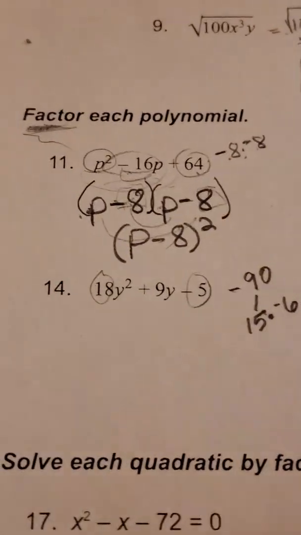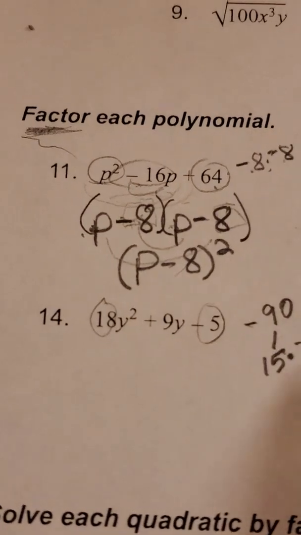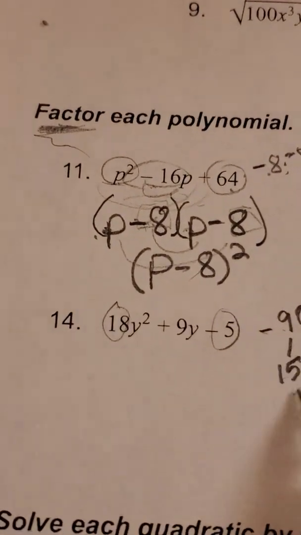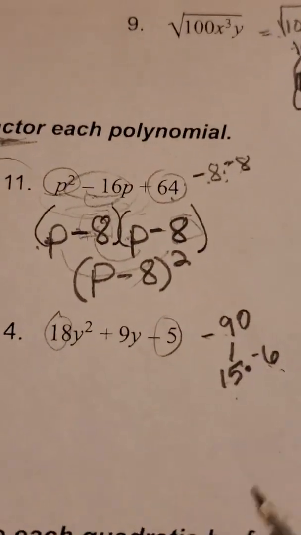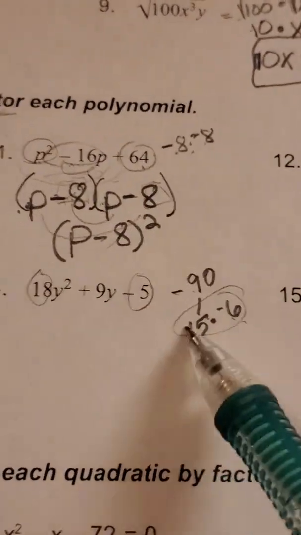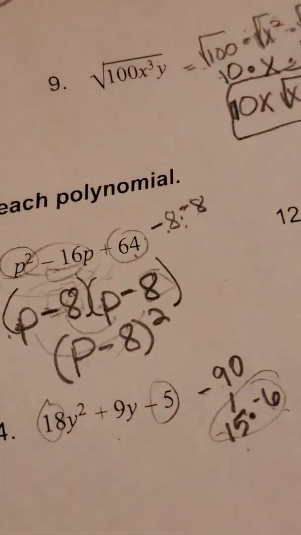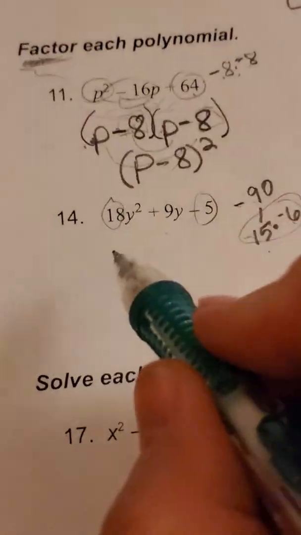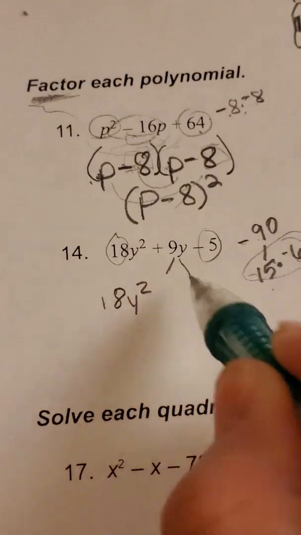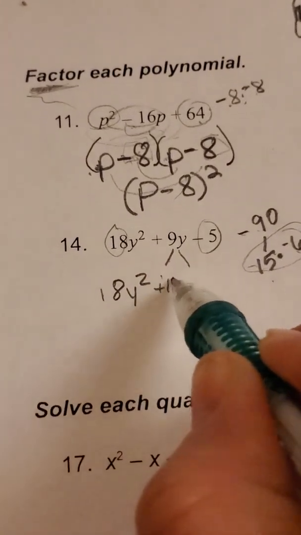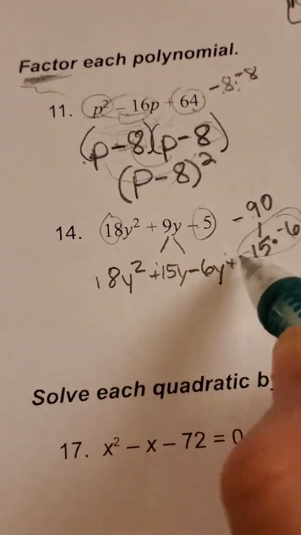Okay? All right, so we have positive 15 and negative 6. Multiplied together they give you negative 90. Added together they give you a positive 9. So when we get that on these, we're going to take these two numbers and replace the 9y in this equation. So we're going to leave the 18y squared there. But instead of 9y, we're going to split it up into 15y and negative 6y. Okay, and then plus 5.